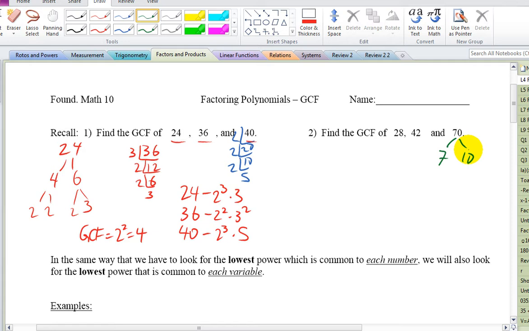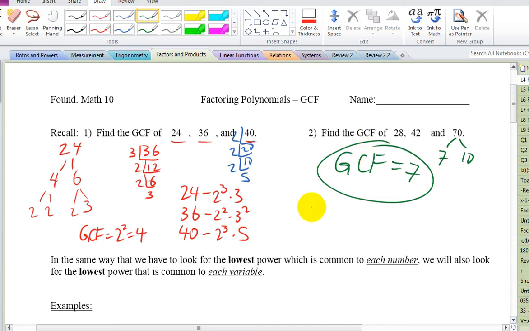28, 7 and 10. 42, 7 and 10. It's 7. Okay? So sometimes you're going to look at them by inspection and see what the GCF is. Okay, it's 7. And you can guess and check as well. Right? Guess and check, things like that. And you can also go the long way.